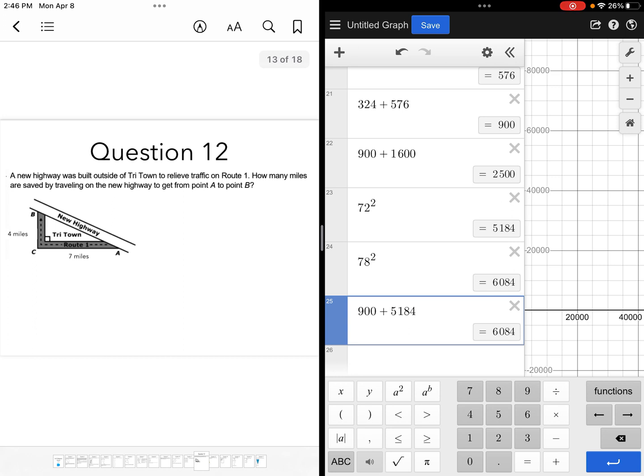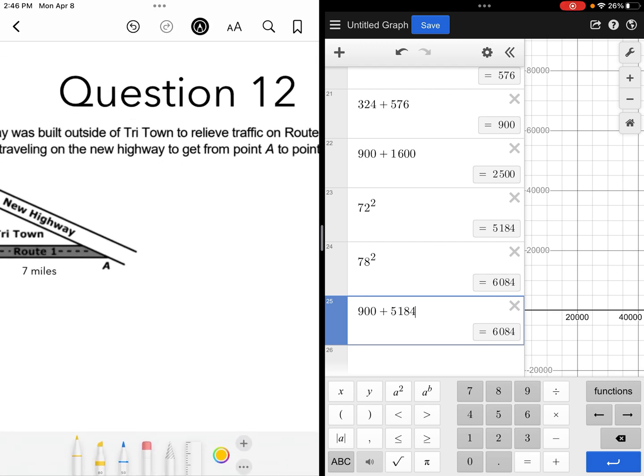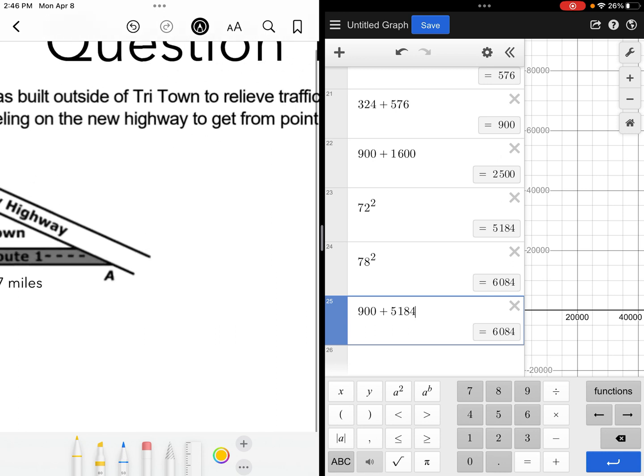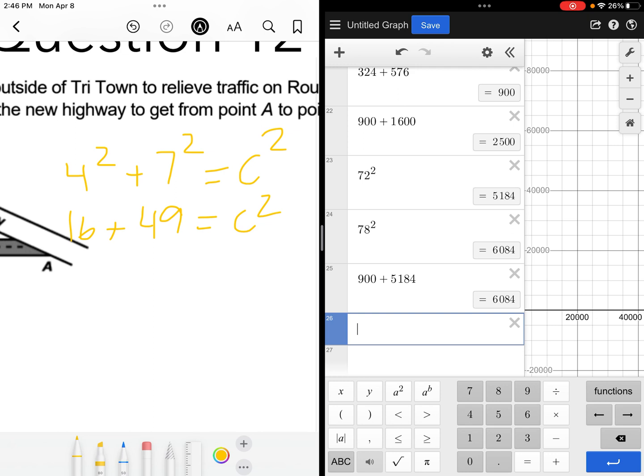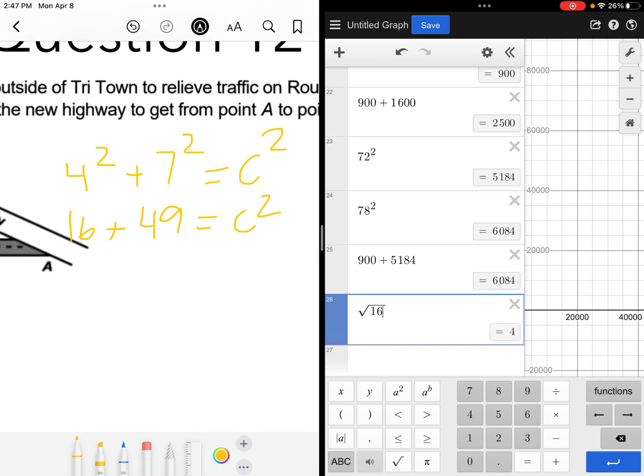Okay, the next one, they want to know how many miles are saved by traveling on the new highway from point A to point B. Okay, so 4 squared plus 7 squared equals C squared. 16 plus 49 equals C squared. So the square root of 16 plus 49, I get 8.06, so 8.1.